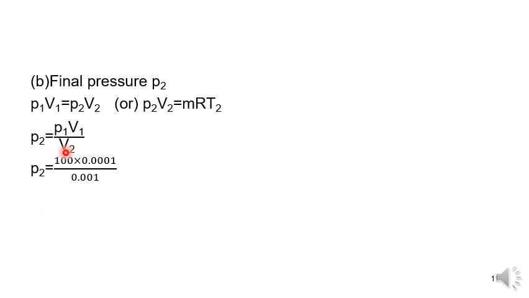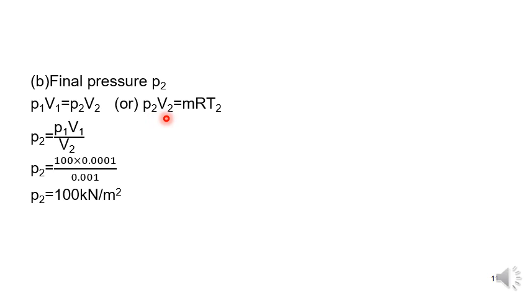P1 is equal to 100, V1 is 0.0001, V2 is 0.001. So see carefully, V1 and V2 are not equal. V1 is 0.0001 and V2 is 0.001. By calculating we will get the pressure 100 kilonewton per meter square. Or by using the other formula also we can get P2 as the same 100 kilonewton per meter square.